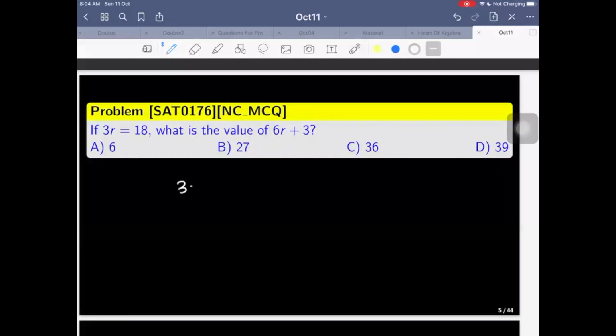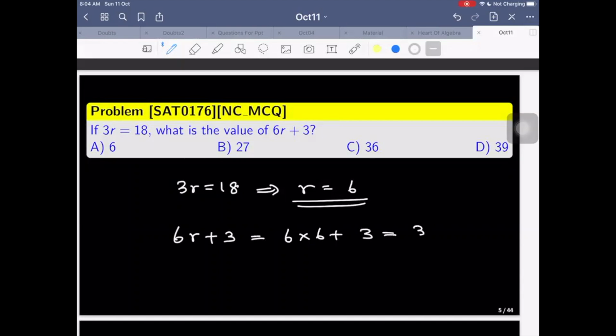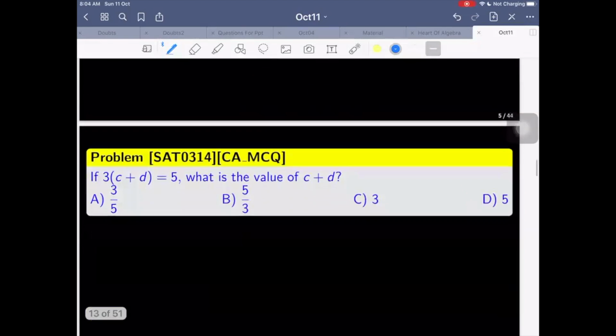We have 3r is equal to 18. From this, we have r is equal to 6. So that is the first step. And now we have to evaluate 6r plus 3. So that is going to be 6 into 6 plus 3. So that will be 39. And our answer is ready. Cool, cool, everyone. Great. Now let's go to the next question quickly.